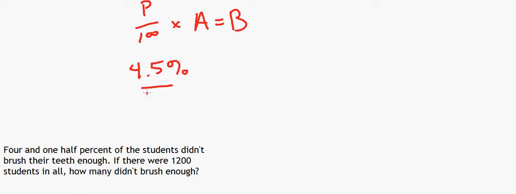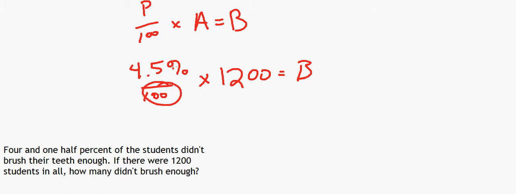4.5% over 100. Don't forget that this is a percent. Don't forget we still have this 100 here that's going to ultimately turn it into a regular number for us. Times what's it of? Of 1,200, the total number of students, and then what we're looking for is that B. What is 4.5% of the total number of students, 1,200? How do I get the percent to go away? Assess this, and that will take away the percent, leaving me with 0.045 times 1,200 equals B.